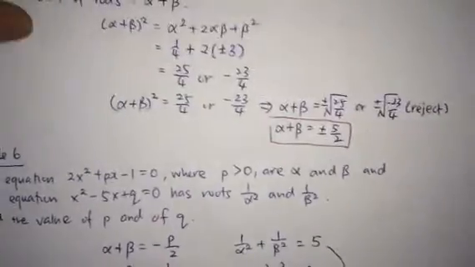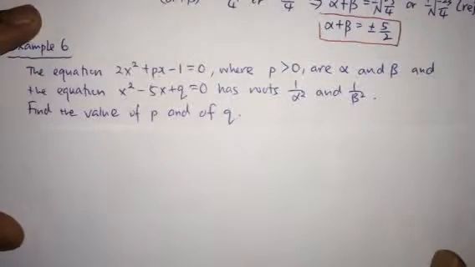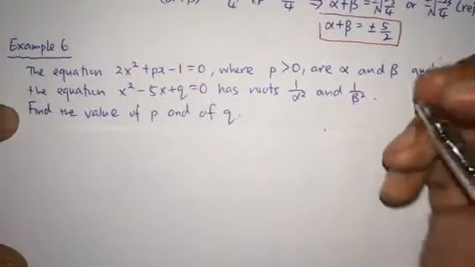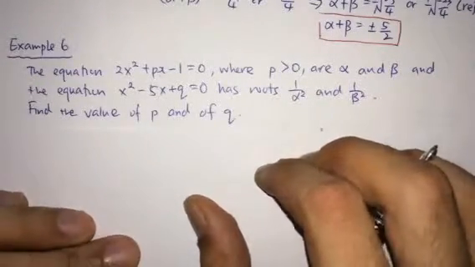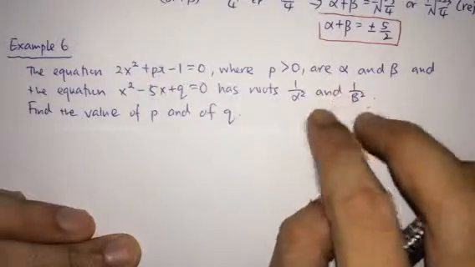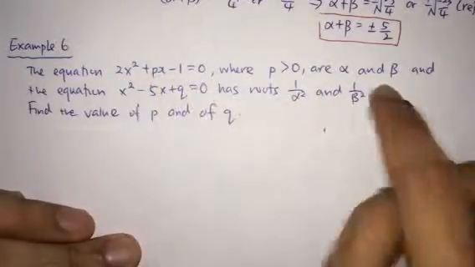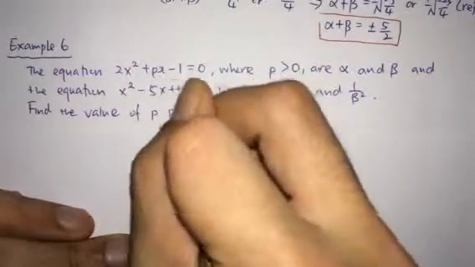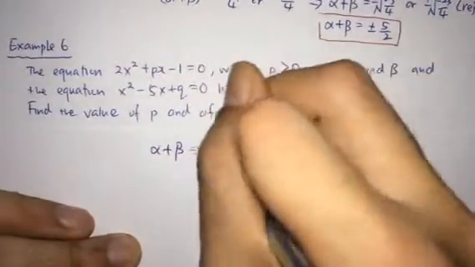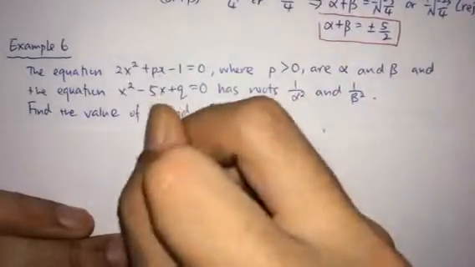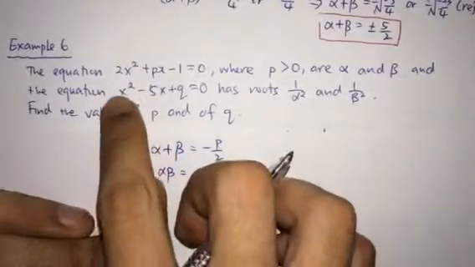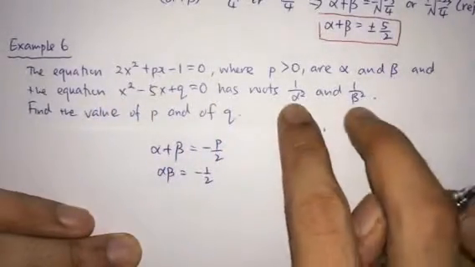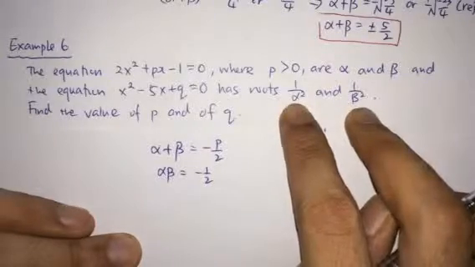Now, let's look at a further example, example 6. In this question, instead of giving you one equation, you are given two different equations. Notice that the roots of these two equations are different. From the first equation, we can deduce that alpha plus beta is minus p over 2, and alpha beta equals minus half. Now, look at the second equation. The roots will be 1 over alpha squared and 1 over beta squared.